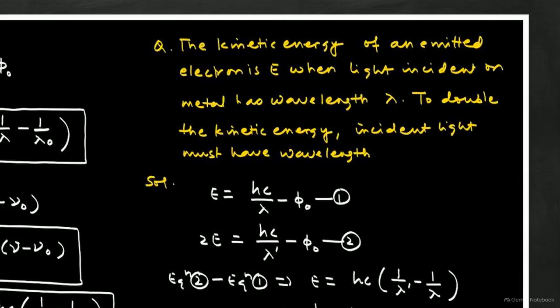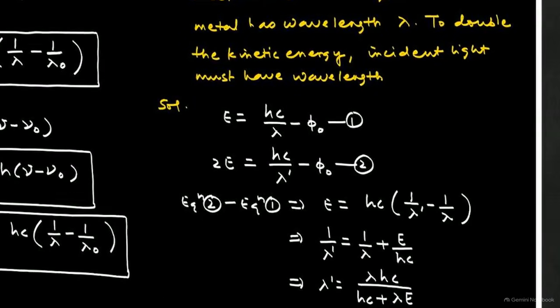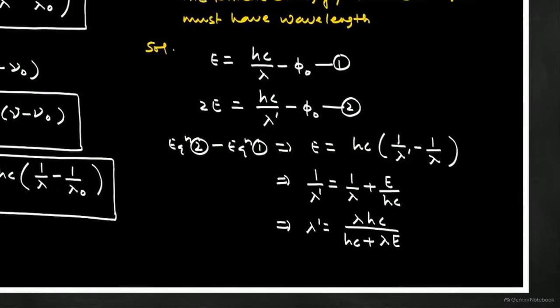If wavelength lambda produces kinetic energy E, what new wavelength doubles it? First, substitute E into the equation. Next, write the doubled state. The identical work function remains. Subtract the first equation from the second to cancel it, then rearrange to solve.